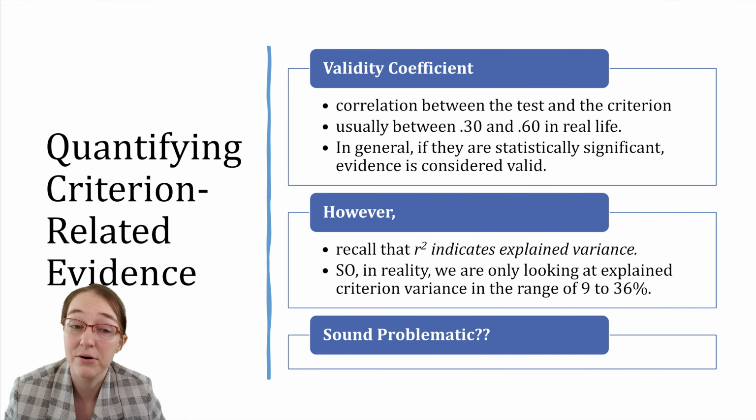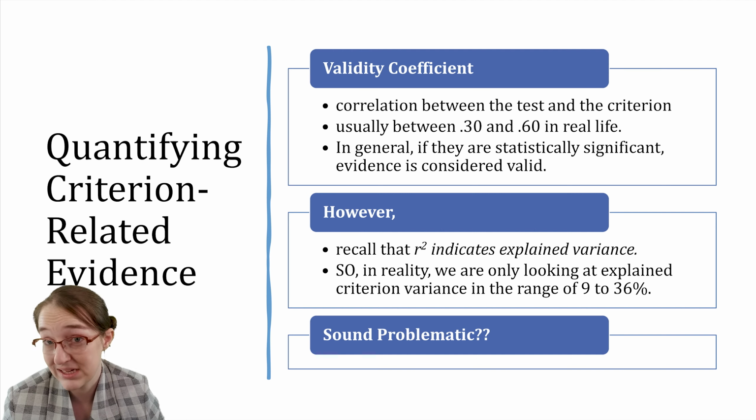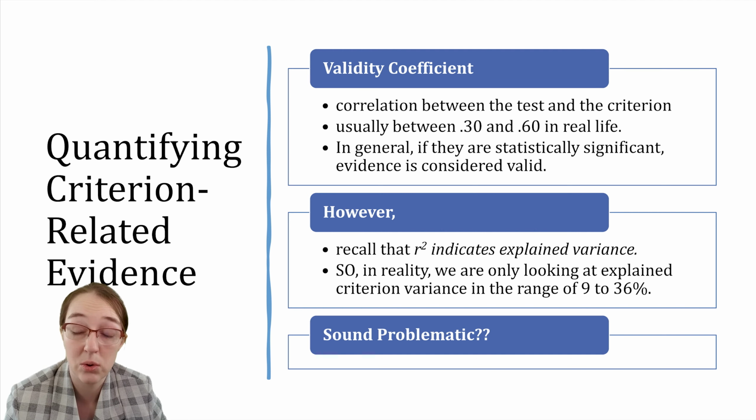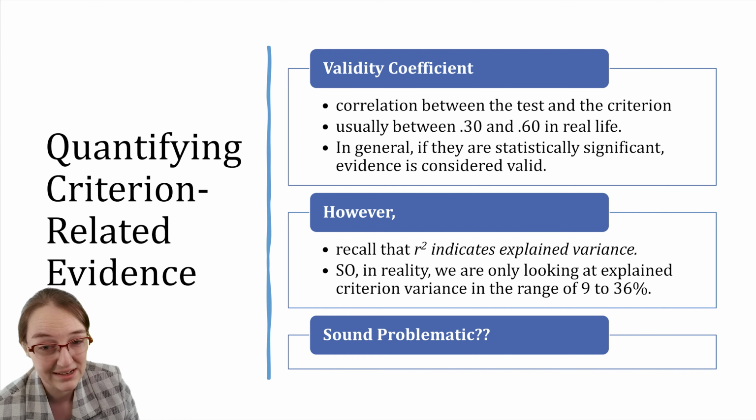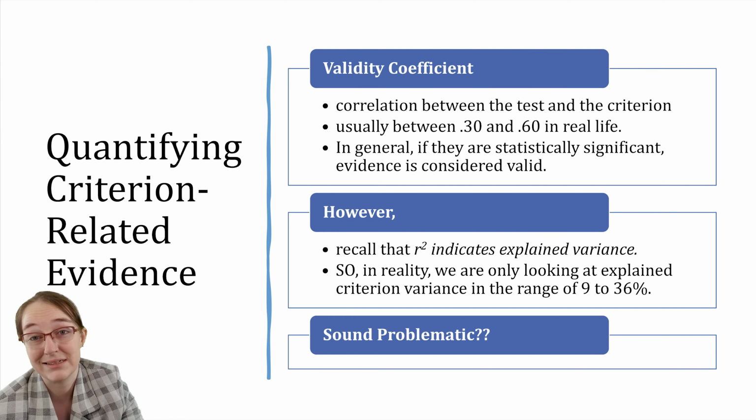All right, so how do we quantify criterion-related evidence? Well, we have the validity coefficient, and that's the correlation between the test and the criterion. Usually these range from 0.3 to 0.6 in real life, and they will depend a lot on the measure, the construct, and the span of time. In this field, generally, if it's statistically significant, the evidence is considered valid.